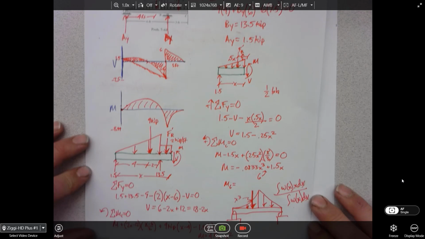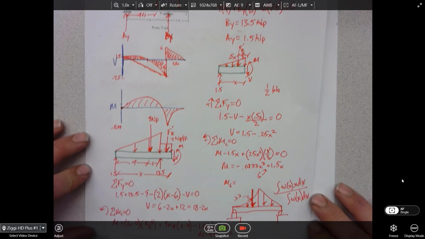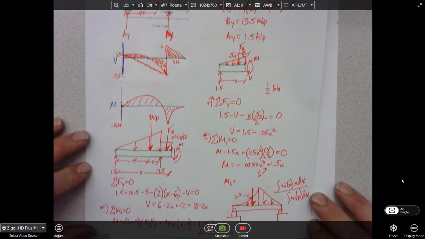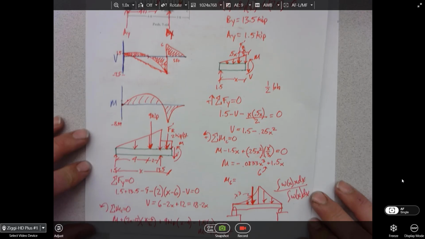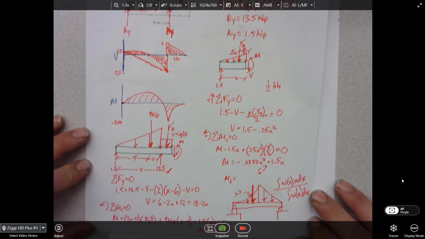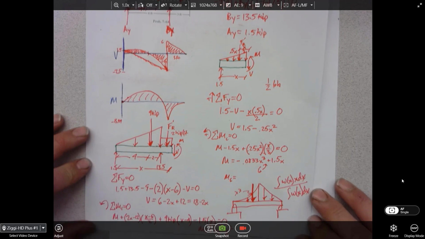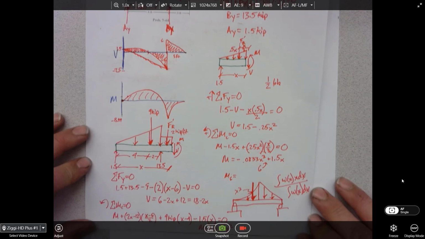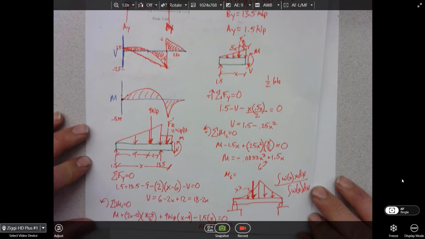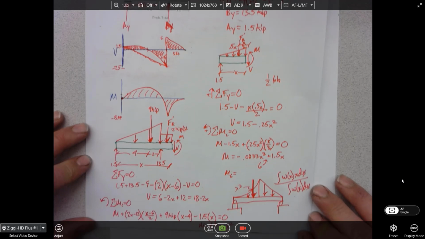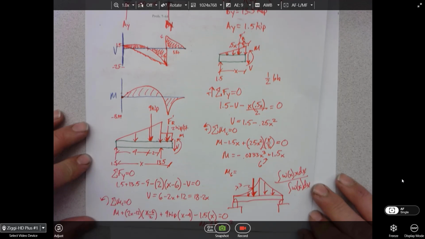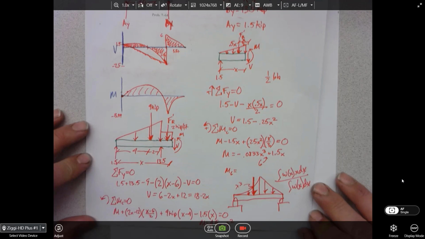So then I can say my moment is going to be equal to negative, a quarter divided by 3 is going to be like 0.0833 x cubed plus 1.5x. Nice. Doesn't that look beautiful?